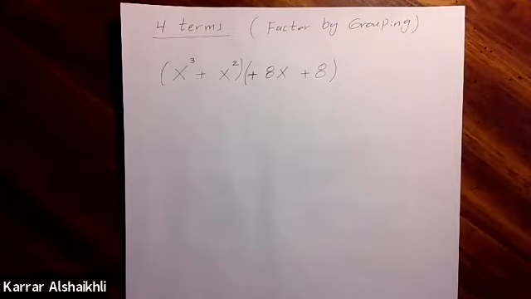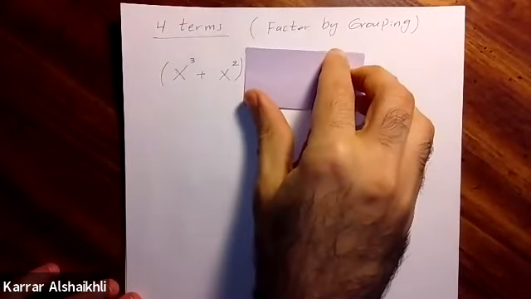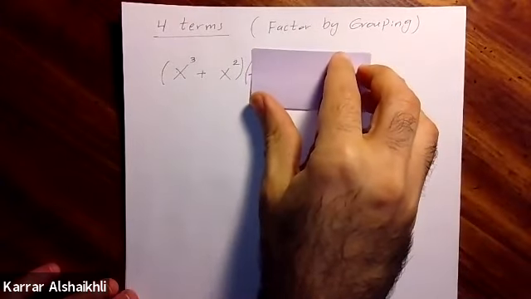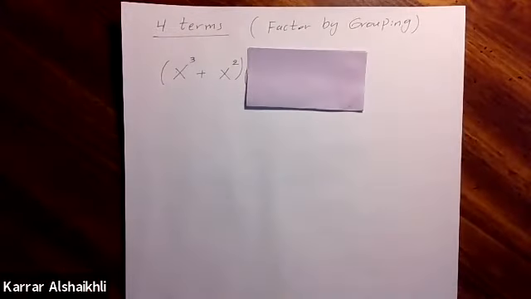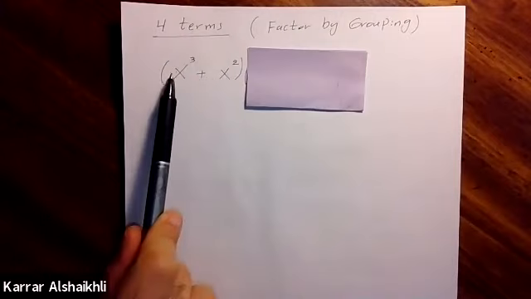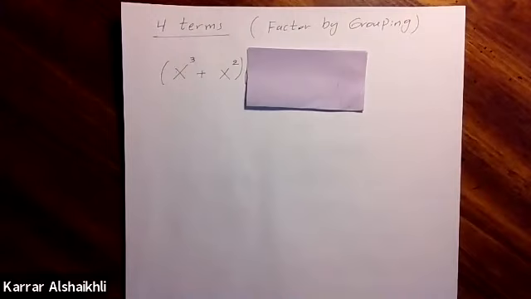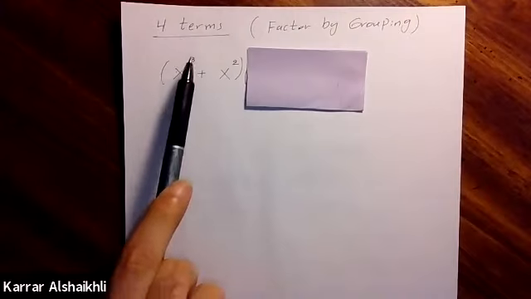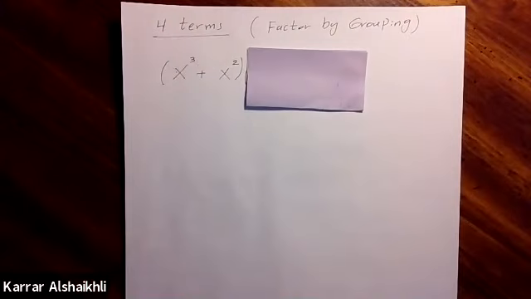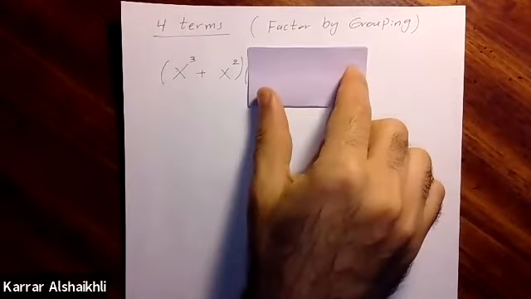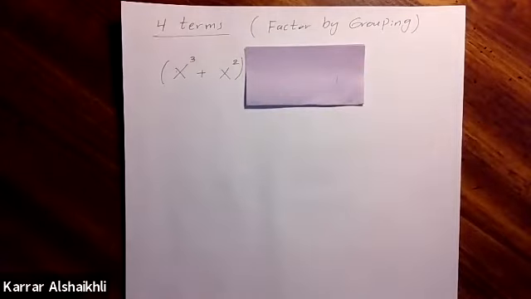Now I'm gonna tell you the next step. I'm gonna hide this part. I'm not gonna look at this part. I'm just gonna look at the first parentheses. Tell me, what's the common between x cubed and x squared? You have to work on this one. Tell me the GCF between x cubed and x squared. Do the math on the side. What's the GCF between x cubed and x squared? X squared. So the GCF is x squared.